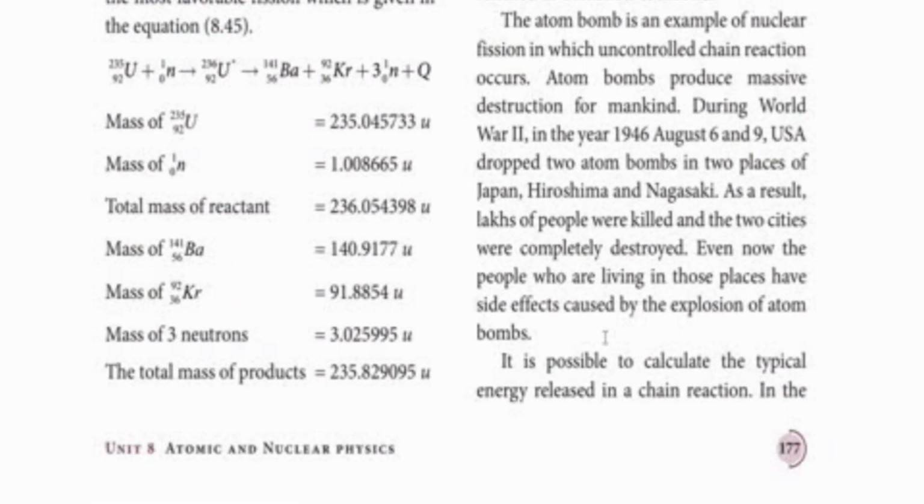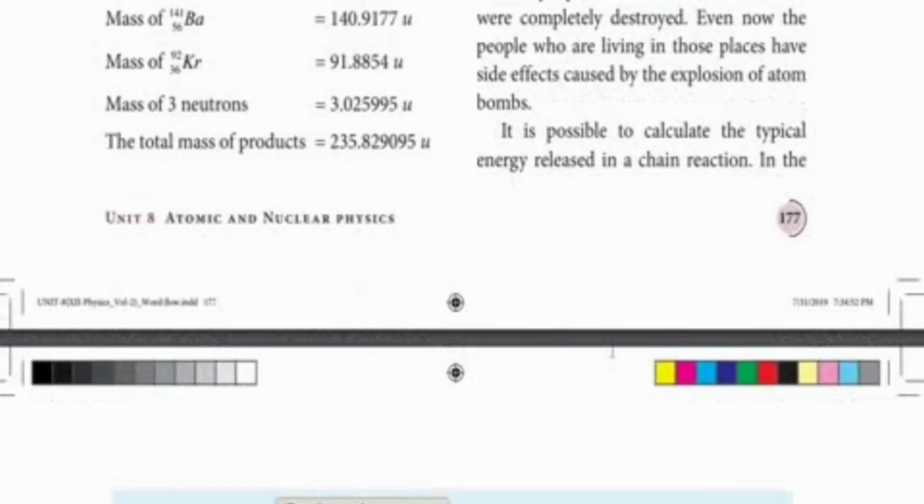You know that in World War II, on August 6 and 9, 1945, the USA dropped 2 atom bombs on 2 places, Hiroshima and Nagasaki. As a result, lakhs of people were killed and 2 cities were completely destroyed. Even now people are not living in that place, because it creates problems and gives side effects to the people.